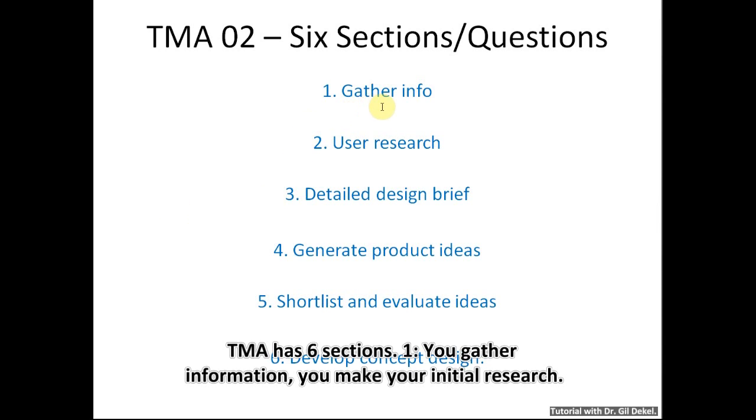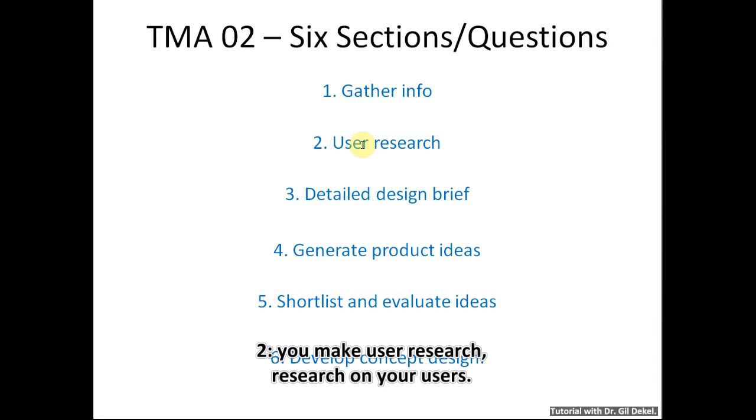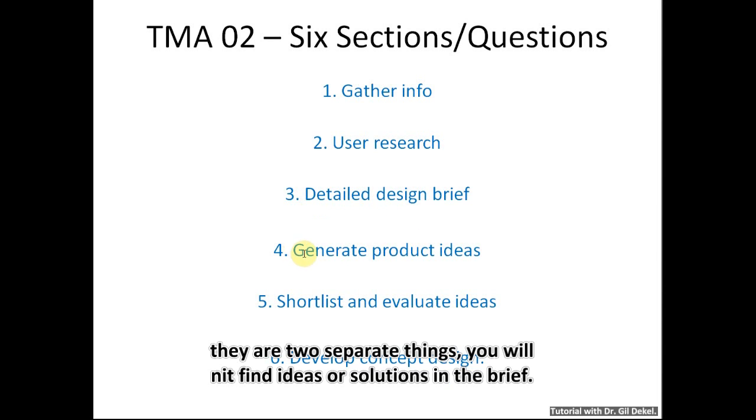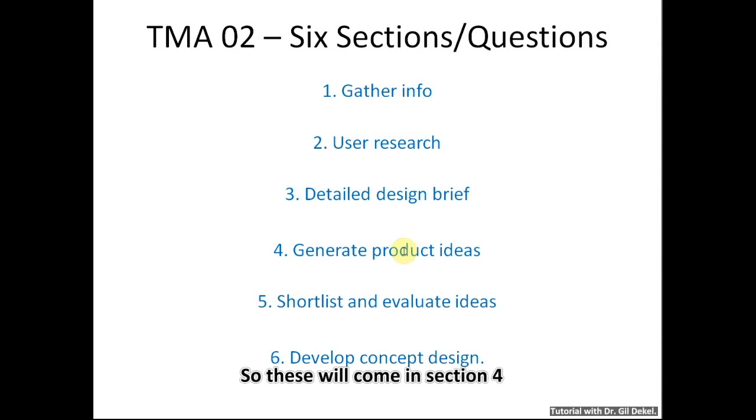1. You gather information, you make your initial research. 2. You make user research on your users. 3. You make a design brief. 4. Generate product ideas. As you know, ideas do not come in the brief. They are two separate things. You will not find ideas or solution in the brief. So ideas will come in section 4.